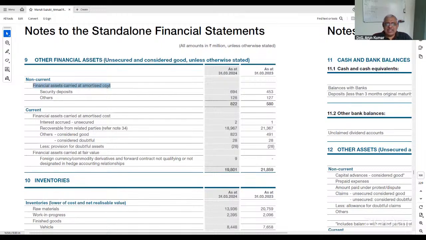Financial asset carried at amortized cost, security deposit. And what is amortization? Let me explain what is amortization. I think I've explained it in the class, but let me again explain. Imagine I shoot an ad for 10 seconds. I spend about 10 crore rupees on shooting that ad for 10 seconds.